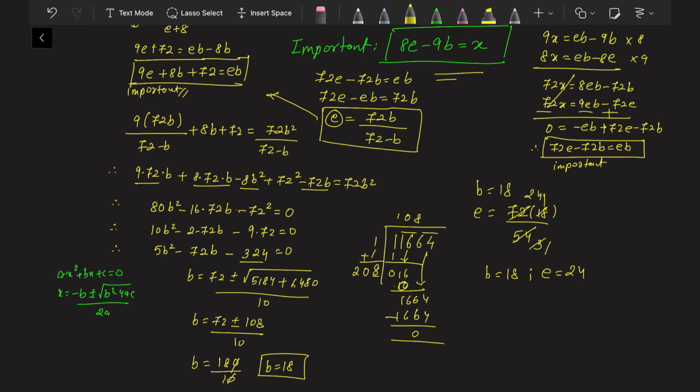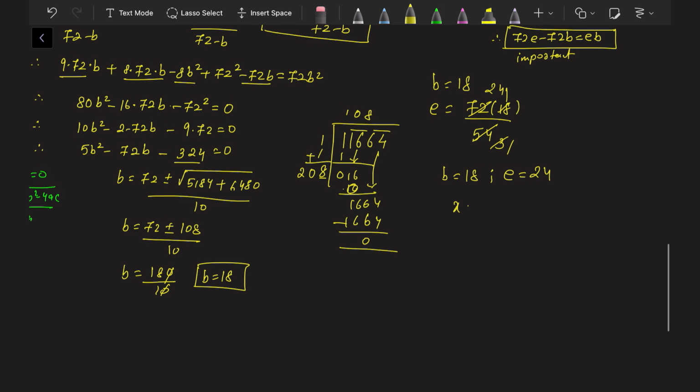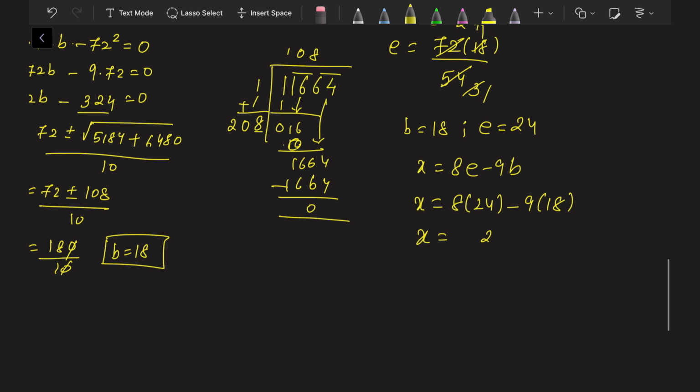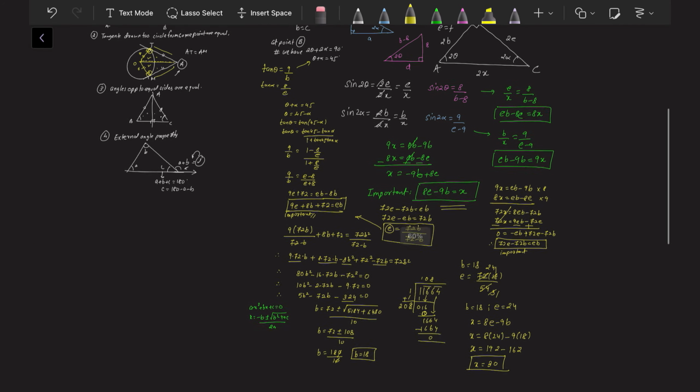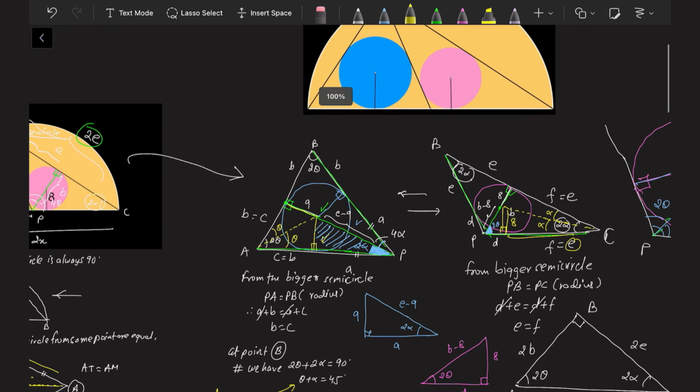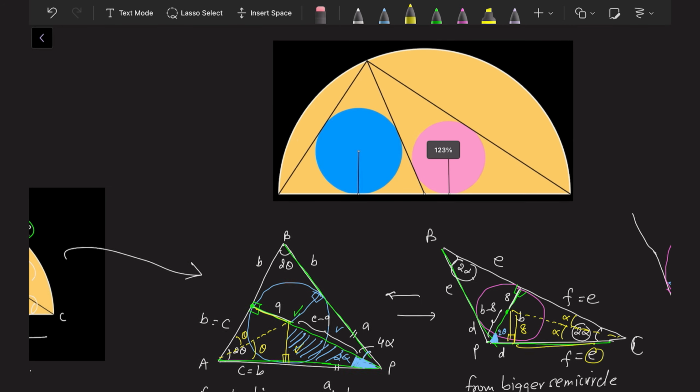Now recall this particular green equation that we have for the value of X. So X is equal to 8E minus 9B. So 8 into 24 minus 9 into 18. Now look carefully. 8 4s are 32, 8 2s are 16 and 3 is 192, minus 9 into 18, which is 162. And 192 minus 162 gives us the answer 30. And this is the final result, that the radius of that particular semicircle has to be 30 to fit these two circles of radius 9 and 8 in this particular arrangement.